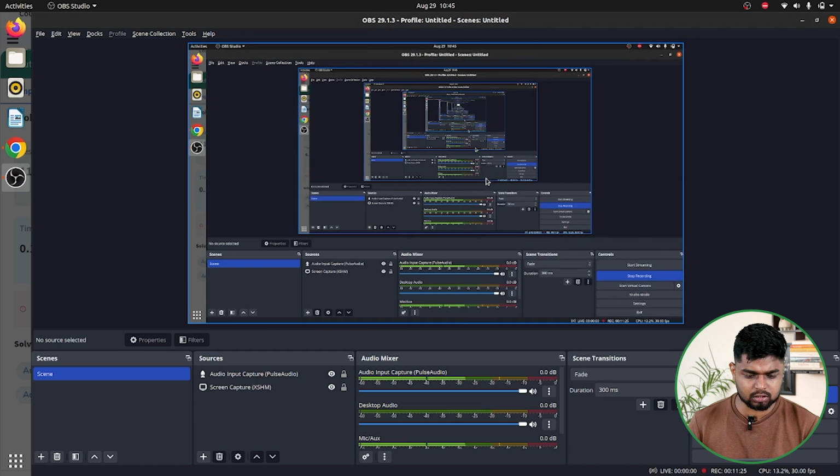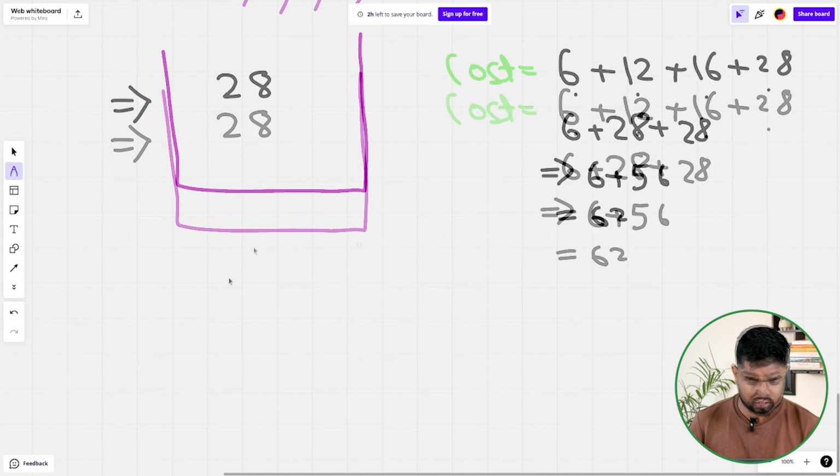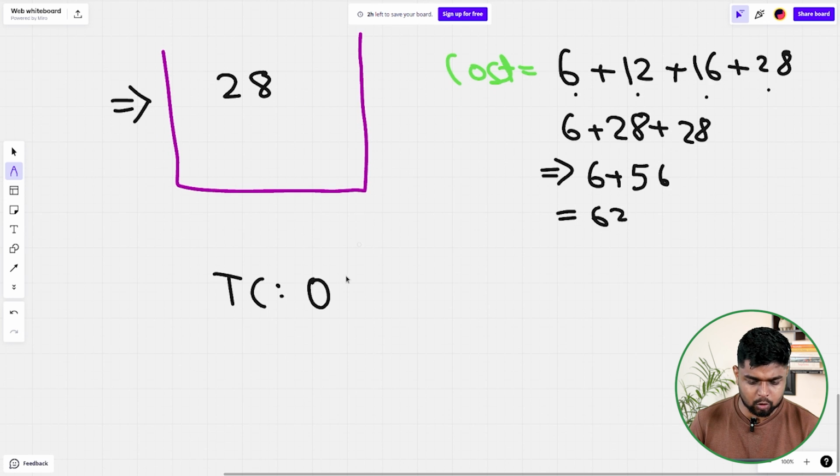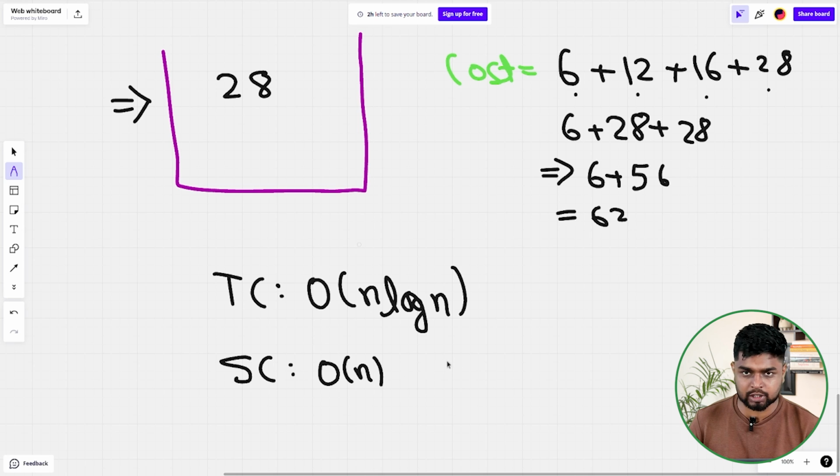Talking about the time complexity of our code, the time complexity, as I told you, will be order of n log n, because one time the heapify process takes log n time. So overall n ropes are there, so that would be n log n. Space complexity will be order of n because we are using a priority queue or the min heap data structure for solving our problem.